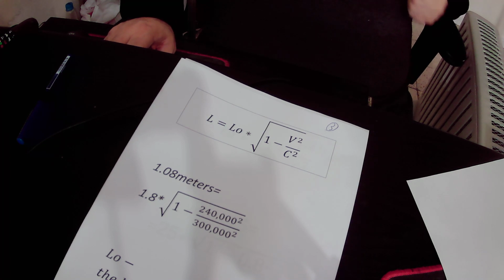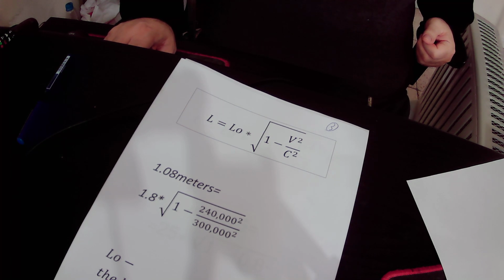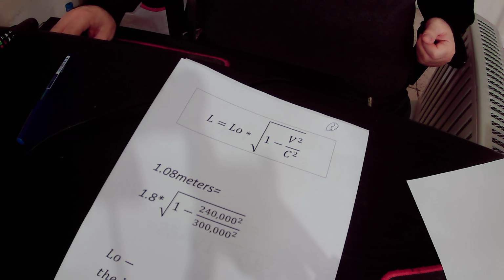Now, if the twin brother that stays on Earth had a height detector, then the detector would show a height of only 1.08 meters, but the twin brother who is in the spacecraft doesn't feel that he is shorter. Okay?